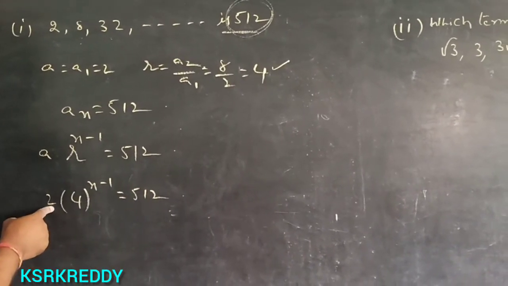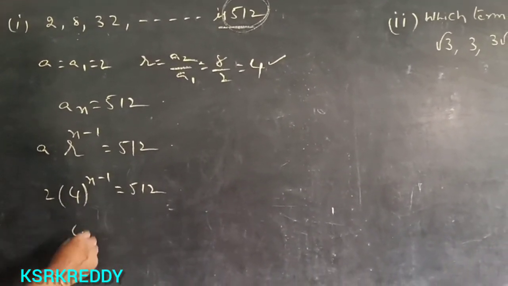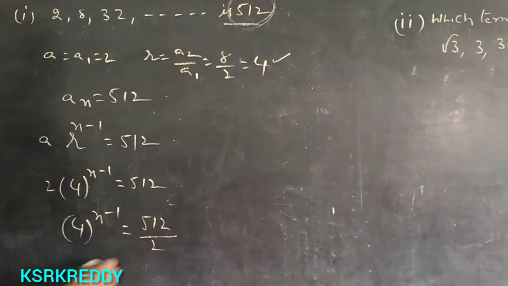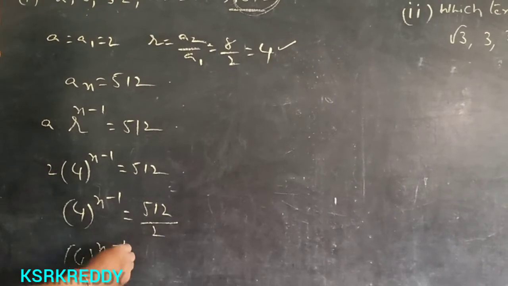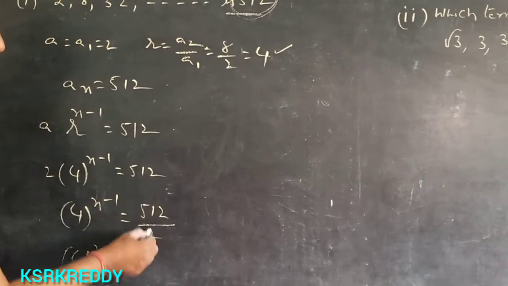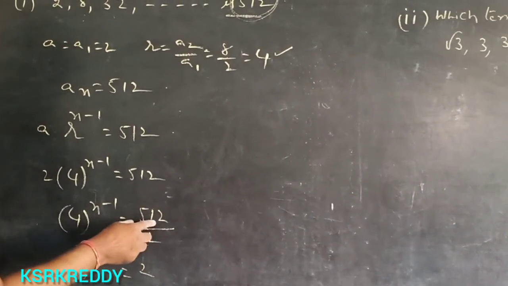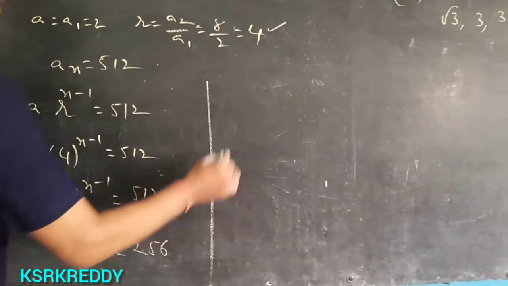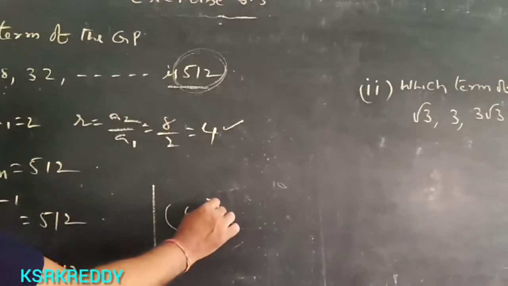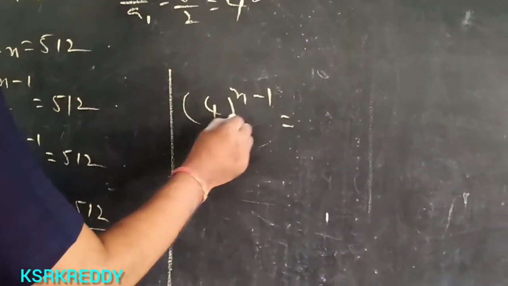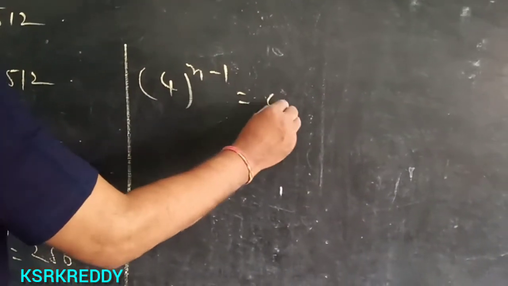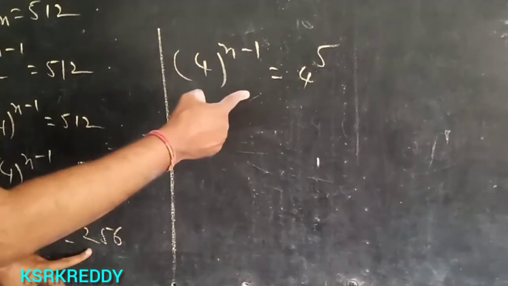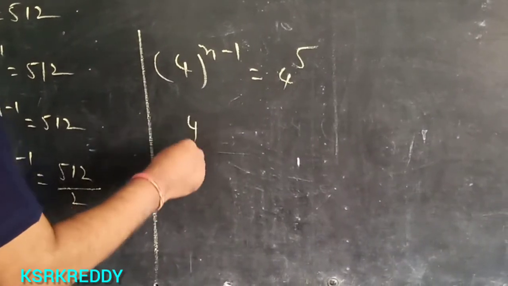Then 2 is changed to the other side. So 4 to the power of n minus 1 is equal to 512 by 2. 2 twos are 4, 1 balance; 2 fives are 10, 2 sixes are 12. So 4 to the power of n minus 1 is equal to 256, and 256 is written as 4 to the power of 5.